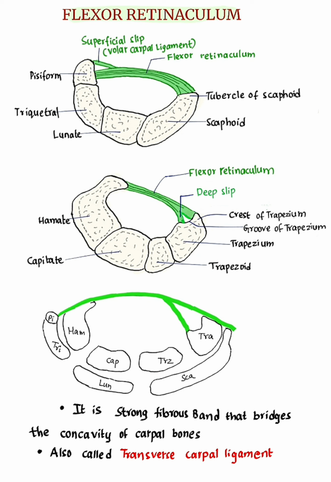Attachments of flexor retinaculum. Medially, it is attached to pisiform and hook of hamate. Laterally, it is attached to tubercle of scaphoid and crest of trapezium.